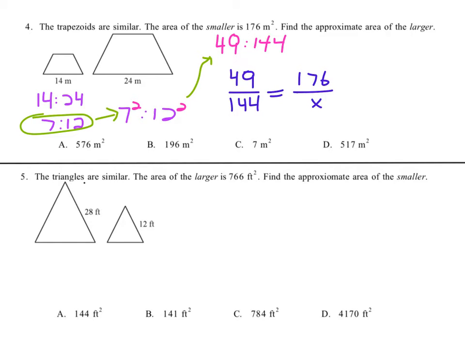We can say 49x equals, and that's this diagonal times that, and then equals that diagonal times that, so 144 times 176, which is 25,344. Okay, and then we need to divide both sides by 49.